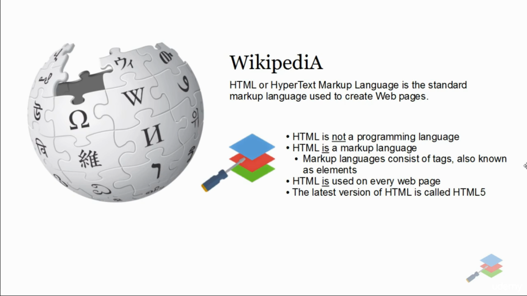HTML is used on every single web page. If you've ever gone to Twitter or Facebook or Google or really any website, even websites that have Flash on them, such as YouTube, it still uses HTML to embed that Flash in there. And the latest version of HTML is called HTML5. But to sum all of this up, HTML is really the backbone structure of how everything is designed on a web page.